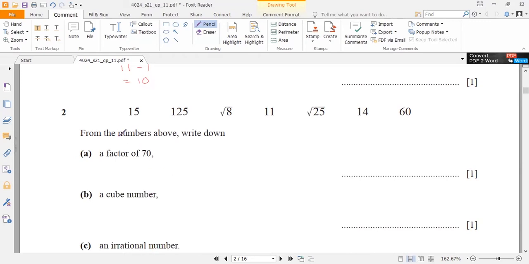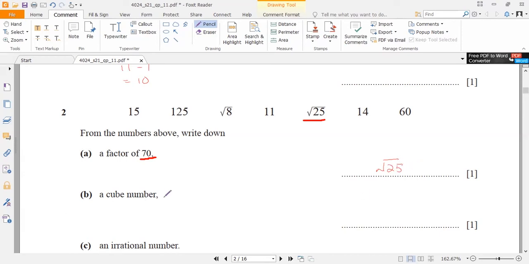Now in question number 2, there are several numbers: 15, 125, root 8, 11, root 25, 14, and 60. Among these numbers, firstly, in part A, we need to find the factor of 70. So 15, 125, root 8, 11 are not factors of 70. Root 25 is the factor of 70. And 14 and 60 are also not factors of 70, as in the table of 5, 70 will come. So root 25 will be the factor of 70.